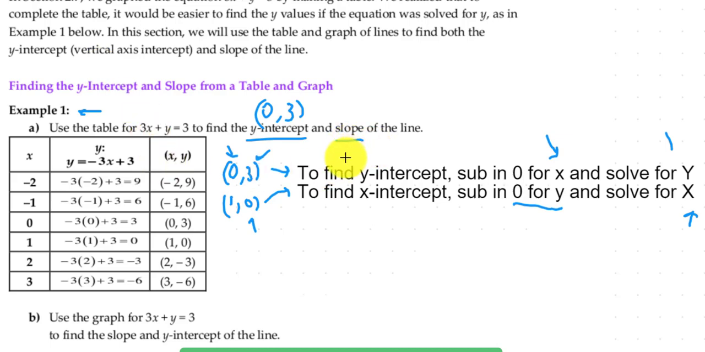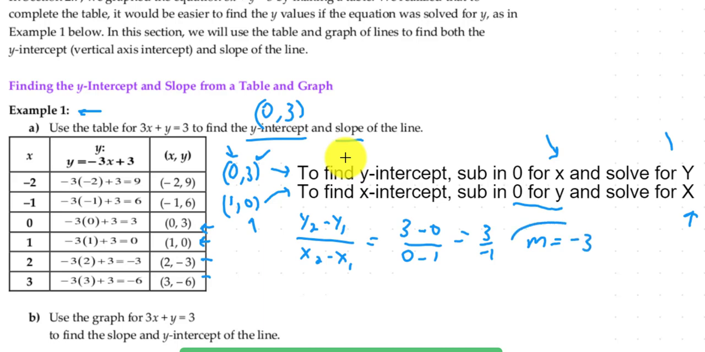Next, it says find the slope. Well, we know the rule for the slope is y2 minus y1 over x2 minus x1, and we can use any ordered pairs. I can use 0, 3 and 1, 0, or I could use 2, -3 and 3, -6. It doesn't matter which ordered pair I use, but I'm going to select the 0, 3 and 1, 0. So I'm going to do 3 minus 0 over 0 minus 1, and I end up with 3 over -1. So my slope would be -3. So we've answered all of the questions here. We found the y-intercept, 0, 3, and the slope, -3.